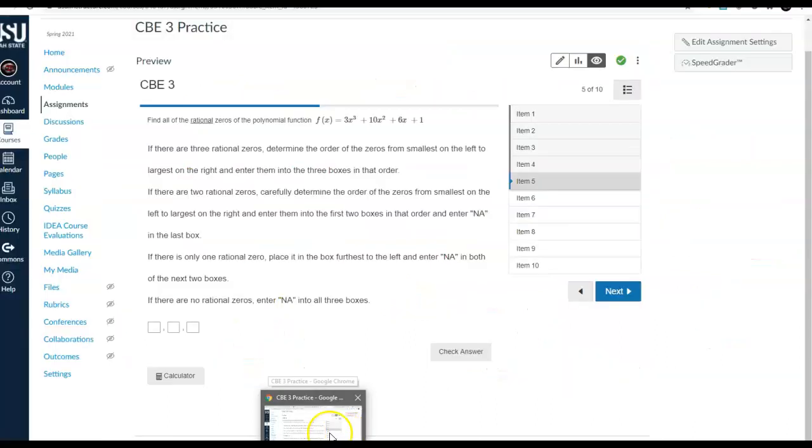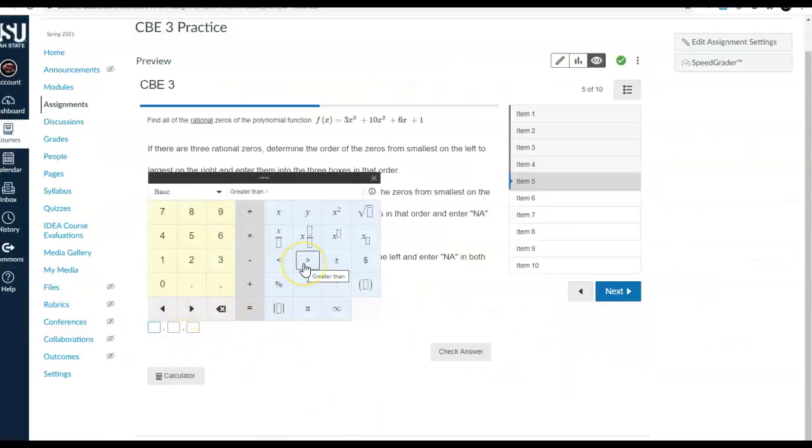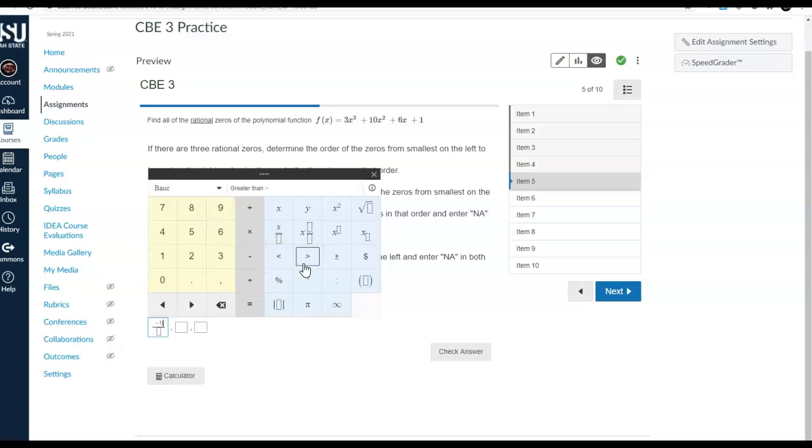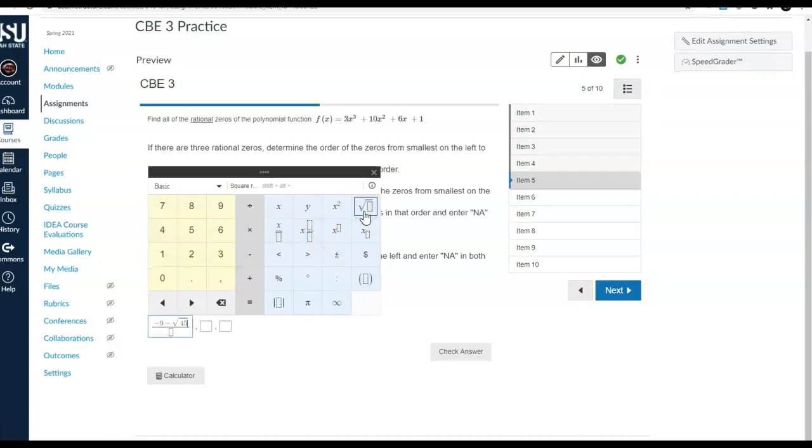So here we go. You ready? Here's how we're going to enter these in. We'll have our negative 9 minus, oops, I need my fraction key first. So negative 9 minus square root 45 all over 6. And then we'll have negative 1 over 3. And then we will also have negative 9 plus square root of 45 over 6.